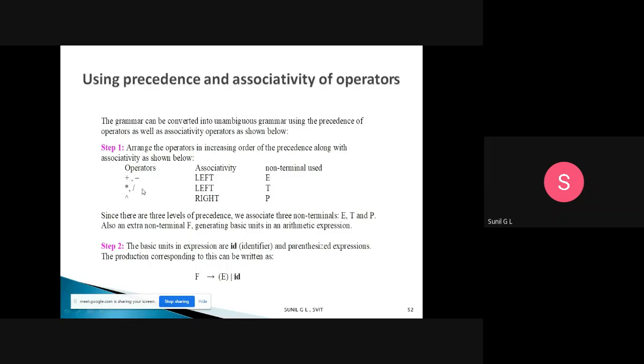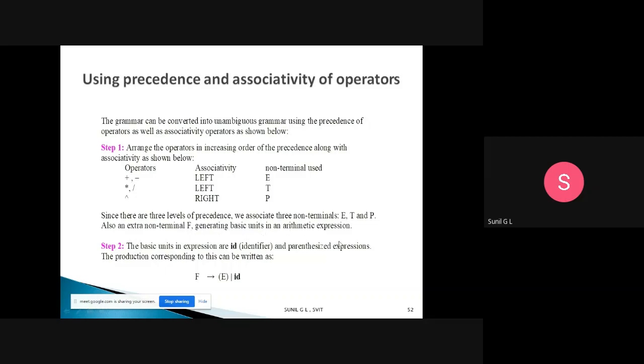So these things we need to consider: associativity. Plus and minus will be left associative, star and division are also left associative, and the square symbol is right associative. Here we have three levels of precedence, which is why we are using three non-terminals E, T, and P. Also an extra non-terminal F is used for generating the basic units in an arithmetic expression.